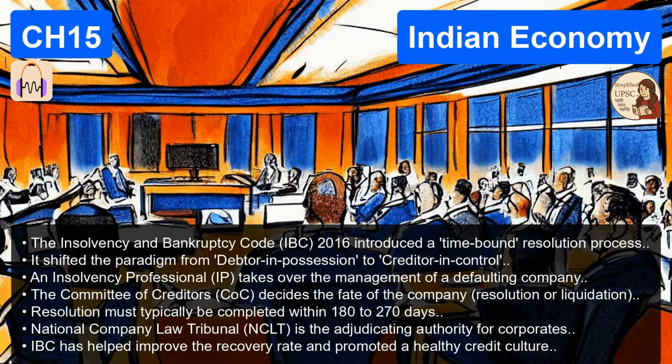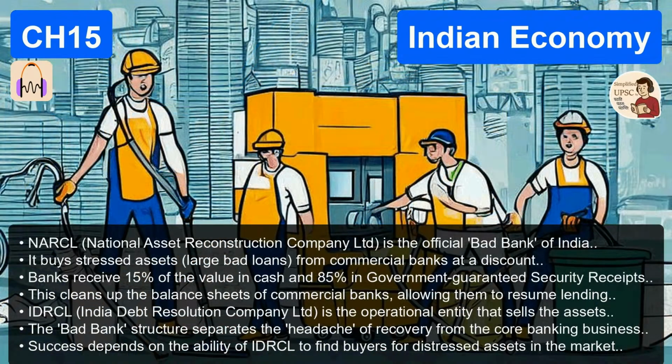And the IBC flipped that. It shifted it to creditor in control. Under IBC, if a company defaults, the bank can drag them to the NCLT, the National Company Law Tribunal. And what happens there? The tribunal immediately appoints an insolvency professional to take over the entire management of the company. The existing board of directors is suspended. The promoters are locked out of their own offices. That is brutal.